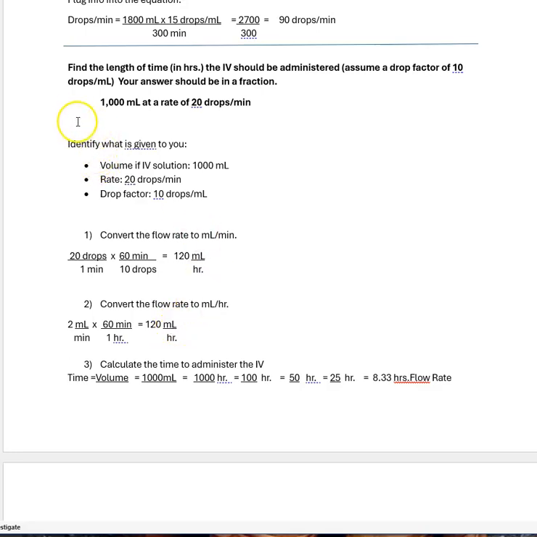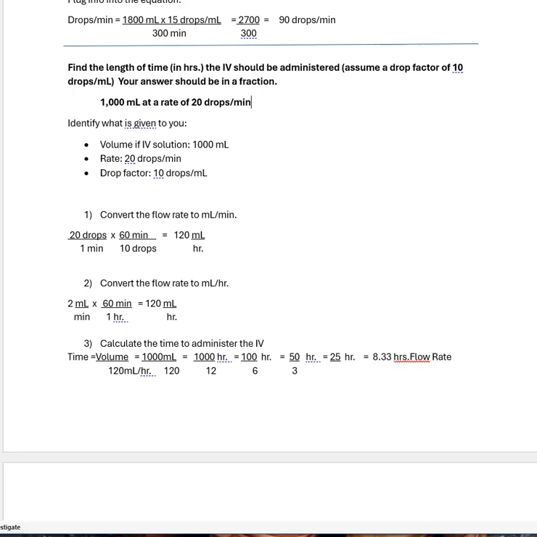Now I'm going to be able to solve that problem by doing this, and then I'll make sure everything is over or under where it should be, and I'll explain this right now. So now I'm going to do the time. Now this looks like a whole lot, but it's just working through some things. So time is volume over 120 milliliters per hour. So that's going to give me 1,000 divided by 120.